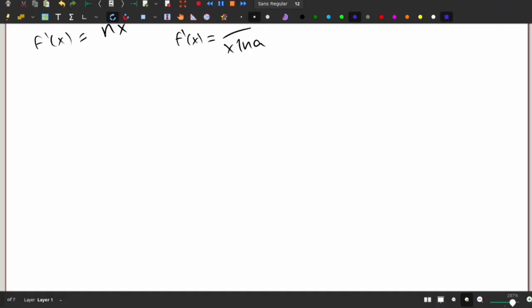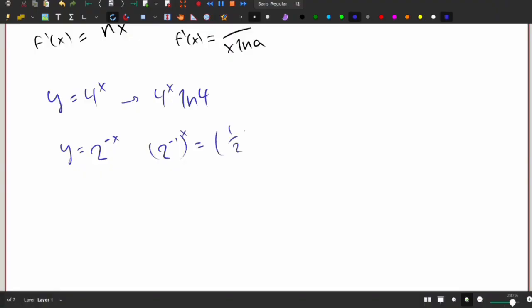Okay, using these basic rules, let's look at some functions. So if our function is y is equal to 4 to the x, our derivative would be 4 to the x ln 4. If our function was y is equal to 2 to the negative x, remember the multiplicative rule of exponents, where this is equal to 2 to the negative 1, to the x, and therefore is equal to 1/2 to the x. And the derivative of 1/2 to the x is 1/2 to the x times ln of 1/2. If you wanted to rewrite this in terms of 2, you could. It would still be 2 to the negative x times the negative natural log of 2.